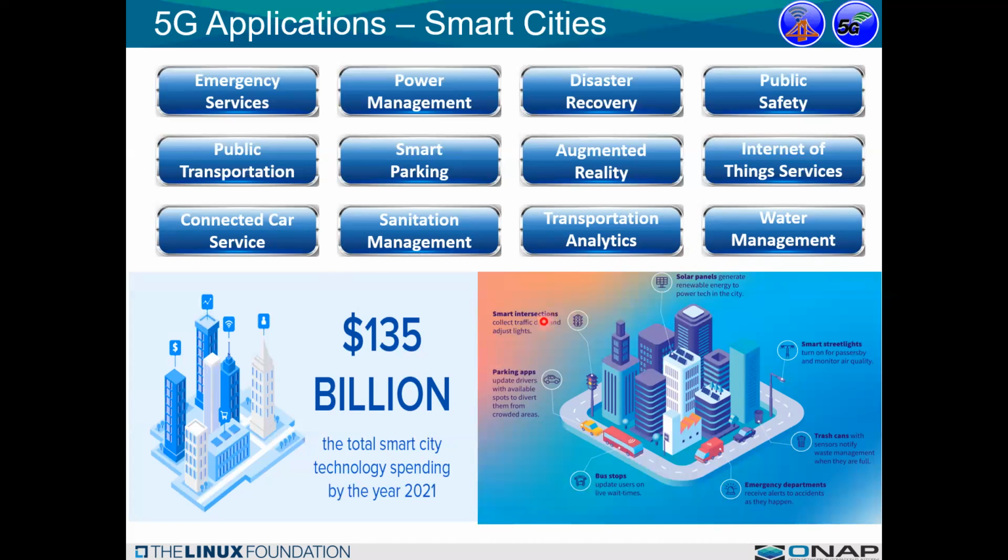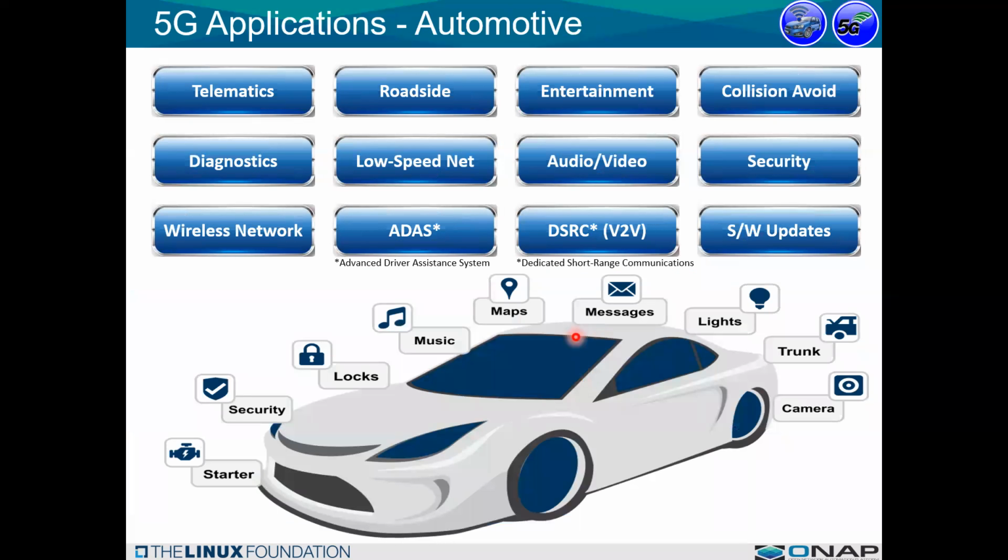So we see some ideas of smart intersections, solar panels, smart streetlights, and smart waste management, emergency departments, bus stops. Allowing people to see exactly live wait times and parking apps. So if you do a little bit of searching like I have, you'll find a lot of information on IoT in the automotive industry already.